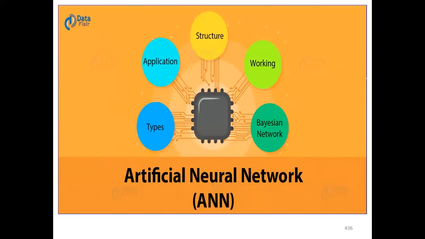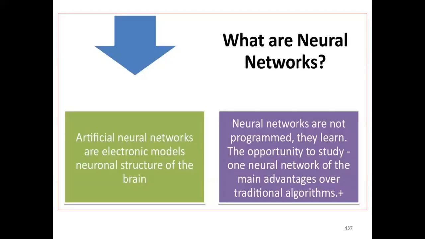What are the types of artificial neural networks and what are the applications we are going to solve? What is the structure of an artificial neural network, what is the working principle, and how can we use the Bayesian network technique? It is a classification technique. Okay, so what are neural networks?